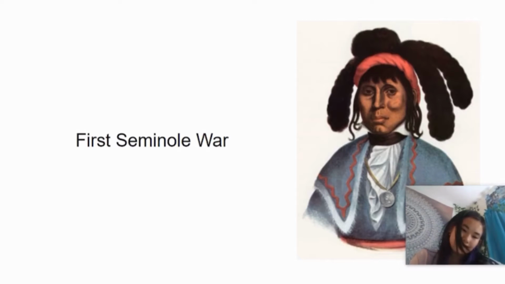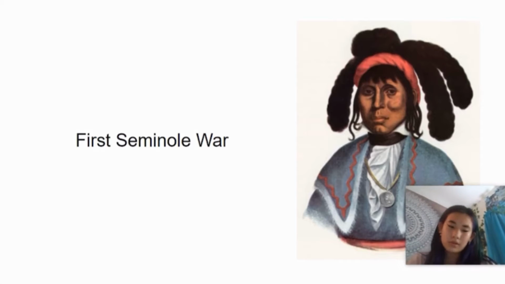First Seminole War. This took place 1817 to 1818. When Britain still controlled Florida, they convinced Seminoles to go against Americans who were coming into their territory. With the Seminoles providing for slaves and going against Americans, this caused the First Seminole War. During the war, General Andrew Jackson pushed Seminoles further south of Florida.